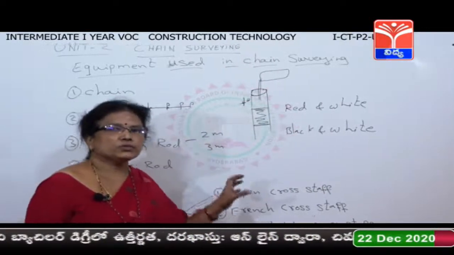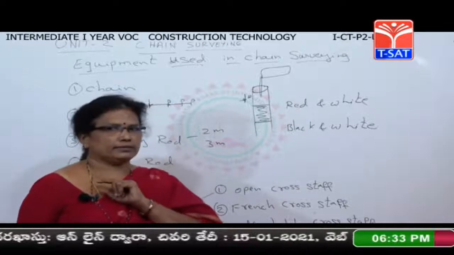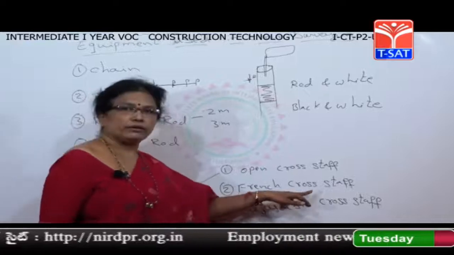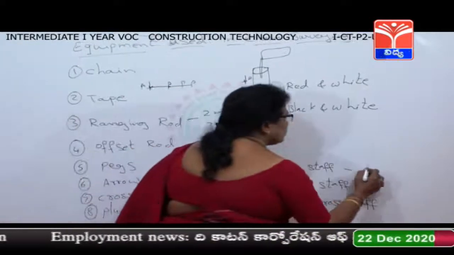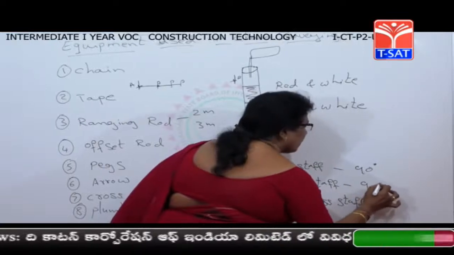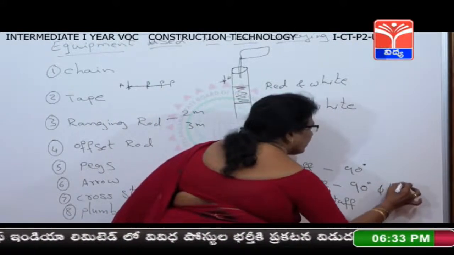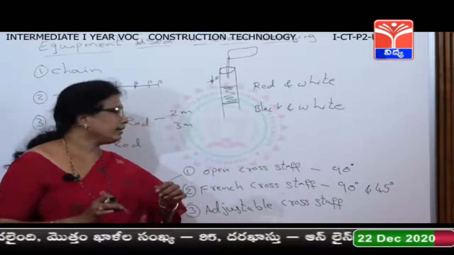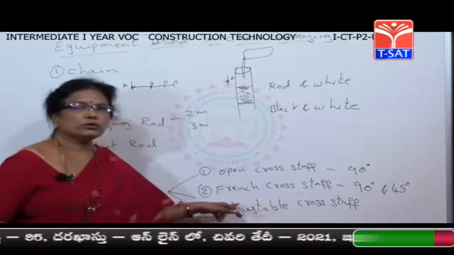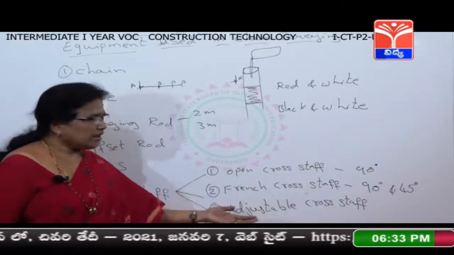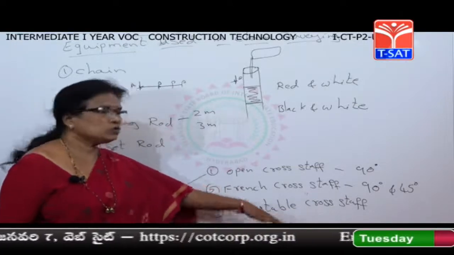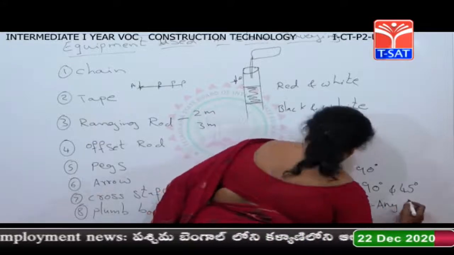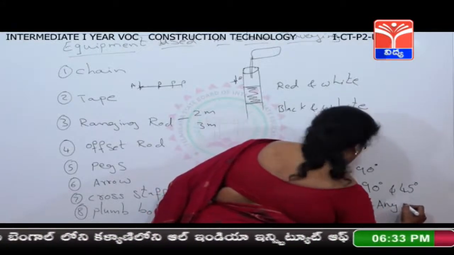Open cross staff is used to measure only 90 degrees, the perpendicular line. And this French cross staff can be used for 90 degrees as well as 45 degrees angle. Suppose you need to measure any distances at exactly 90 degrees or 45 degrees, then you can use this French cross staff. Adjustable cross staff is used to measure the distances in any angle. That is the use of adjustable cross staff, any angle.